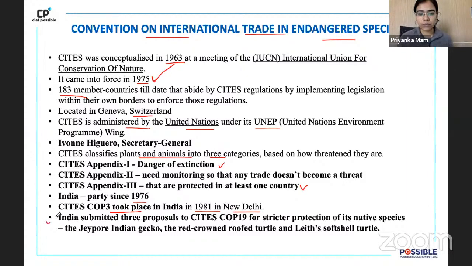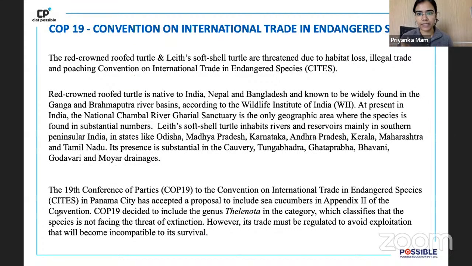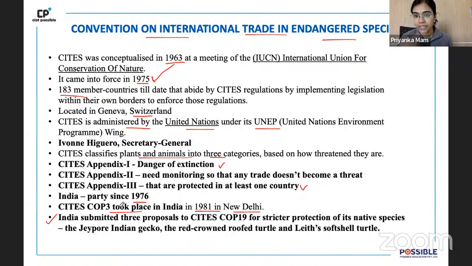Now, in COP19, we'll just get down to it. You can see it, COP19, we've written it over here, which happened in Panama City. What was India's objective here? So we submitted 3 proposals for stricter protection of our native species. One is the Jaipur Indian gecko, the red-crowned roofed turtle, and the Leeds soft shell turtle. Okay, so we need to know these 3 species that we have said, you start protecting it even further. This is our proposal.